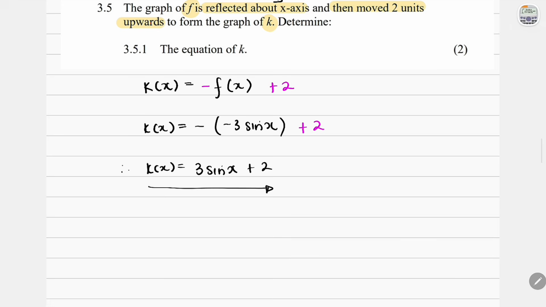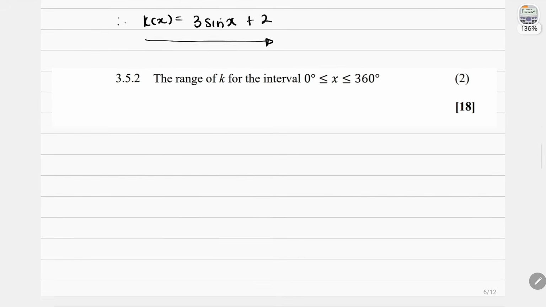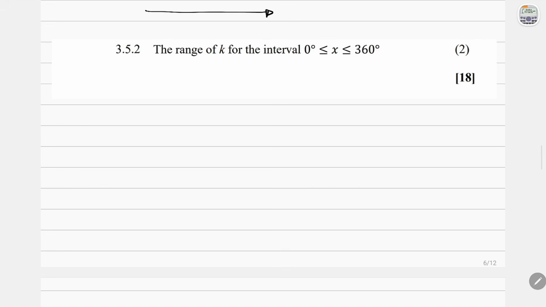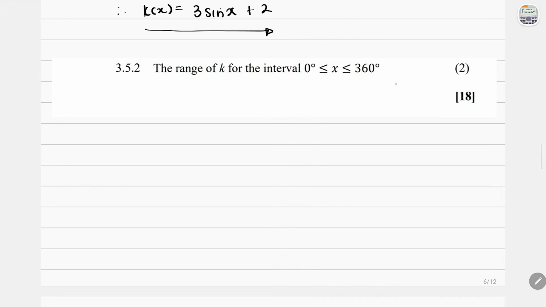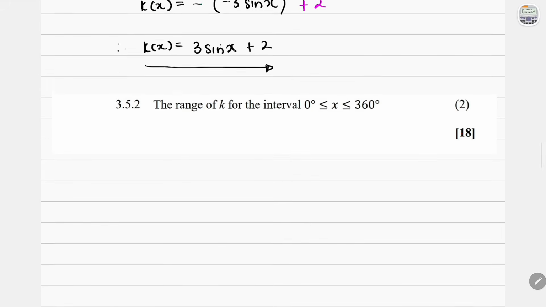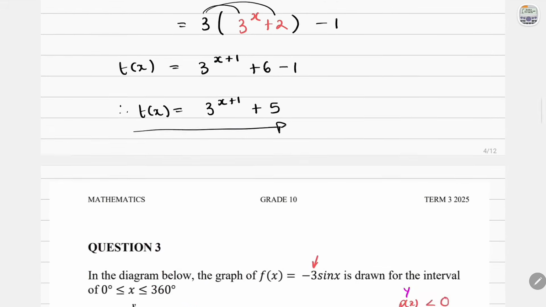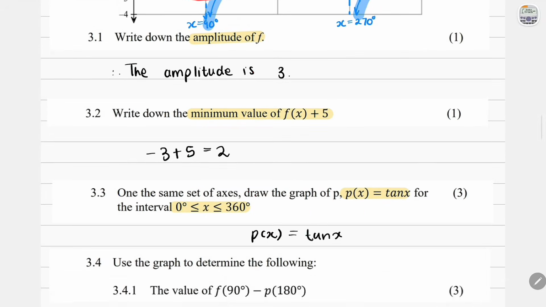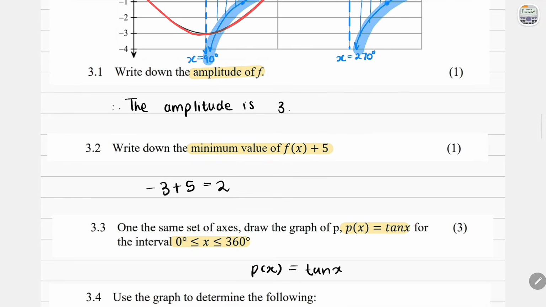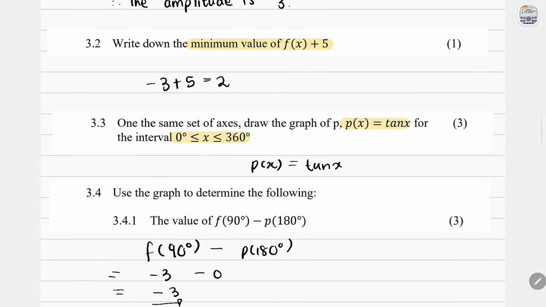Moving on to the next question. Question 3.5.2 says, determine the range of k for that same interval. So this is the new graph of k. We're not going to draw it down. We don't need to. We just need to remember certain things about the graph, which were actually spoken about in the first part of this question, like, for example, the amplitude, the minimum value, things like that.